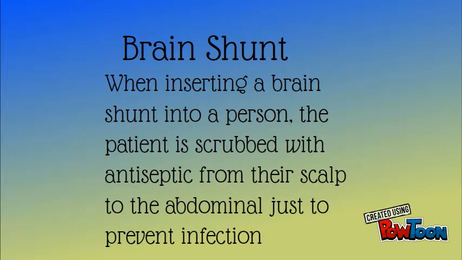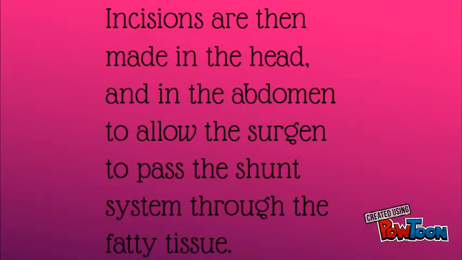Brain shunt. When inserting a brain shunt into a person, the patient is scrubbed with antiseptic from their scalp to the abdomen just to prevent infection. Incisions are then made in the head and in the abdomen to allow the surgeon to pass the shunt system through the fatty tissue.